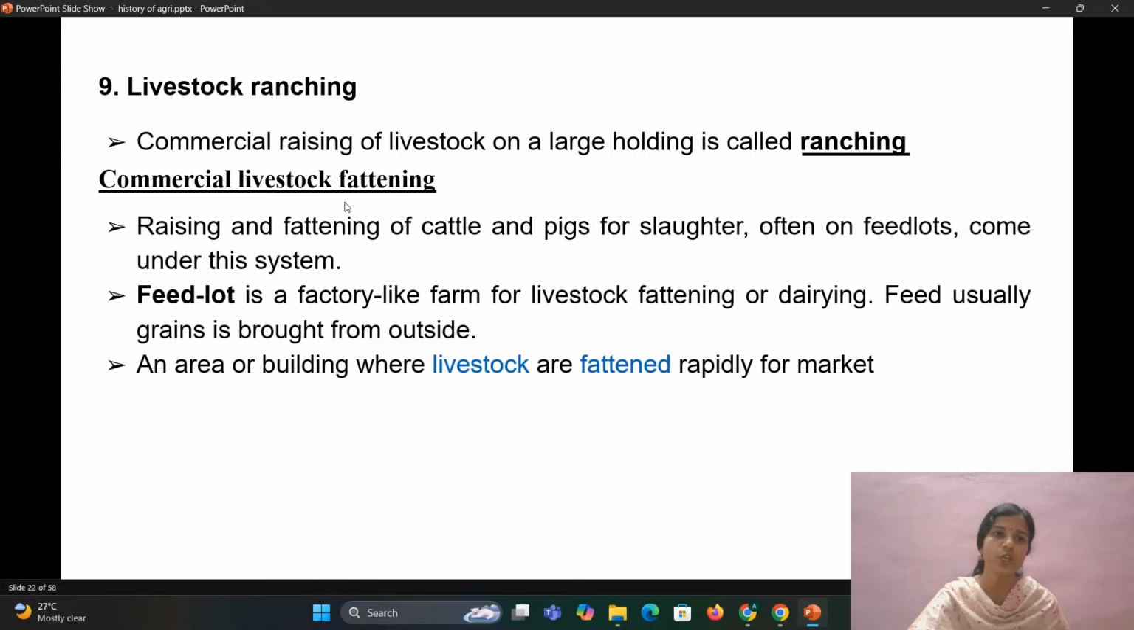And what is a feedlot? Feedlot is a factory-like farm for livestock fattening or dairying. It can be either for slaughter purpose or for dairying, and the movement of the animals will be very limited in a commercial livestock fattening system.